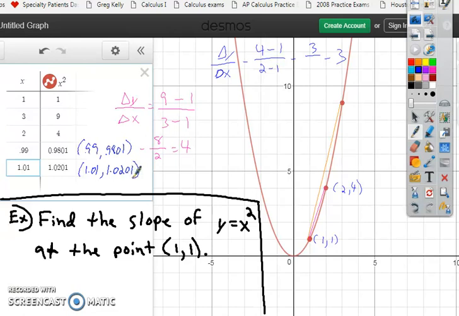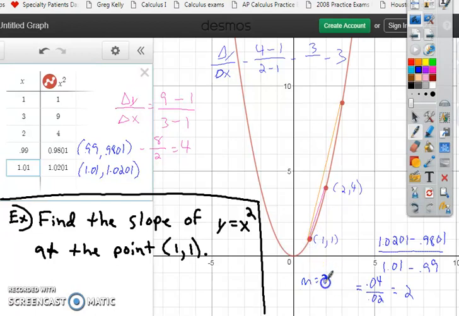So considering those two coordinates, we'll first subtract the y values. Let me start with the bigger number, 1.0201, subtract 0.9801, divided by 1.01, subtract 0.99. Put in your calculator, you should get 0.04 divided by 0.02, and that's 2. So as I get really, really close, the slope basically winds up being 2, right there as I get really, really close to 1.